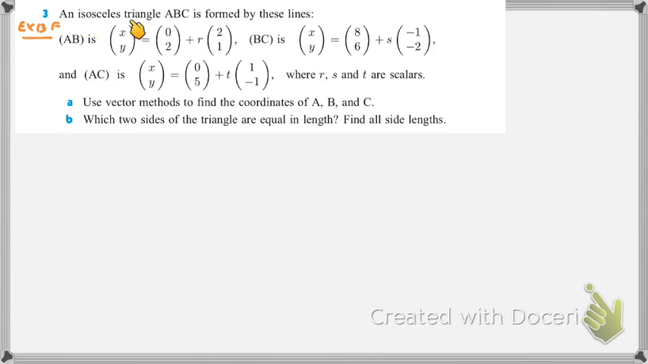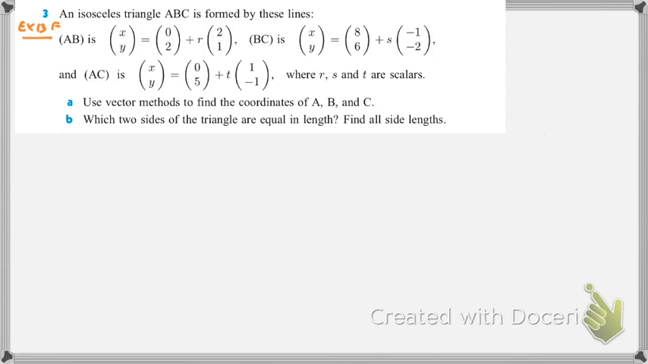It says an isosceles triangle ABC is formed by 3 lines. Line AB in the vector form, then you have line BC and you have line AC. So there are 3 lines given to us. These 3 lines make a triangle ABC. Your question is, use vector method to find the coordinates A, B and C.